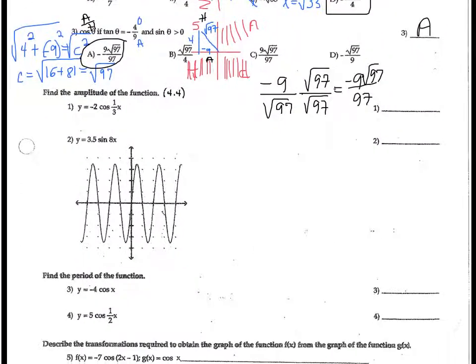Now in problem number 1 and 2, all they want is the amplitude. And the amplitude is the absolute value of A. So the A here is -2. The absolute value of -2 is 2. And then for number 2, the absolute value of 3.5 is just 3.5.